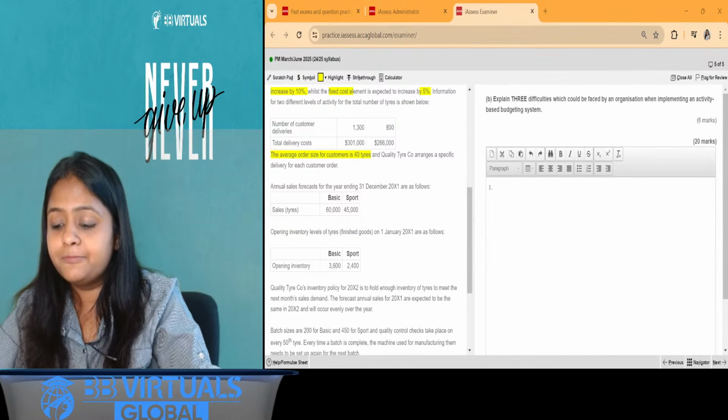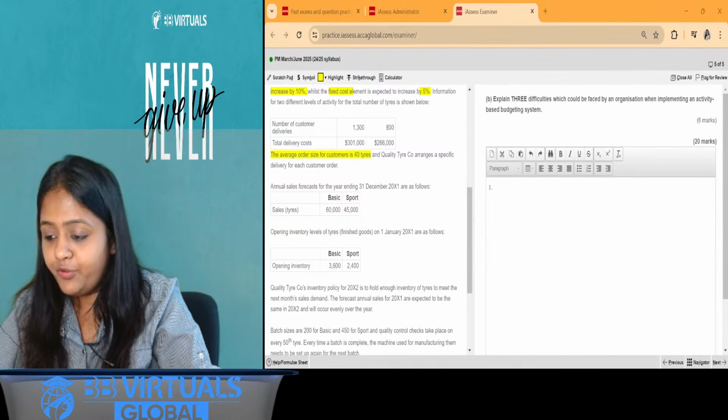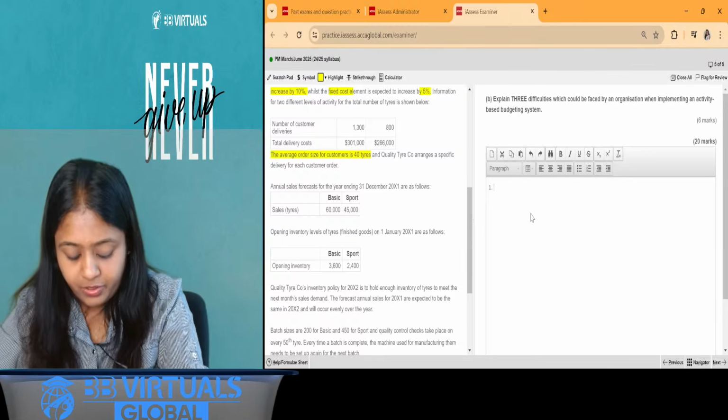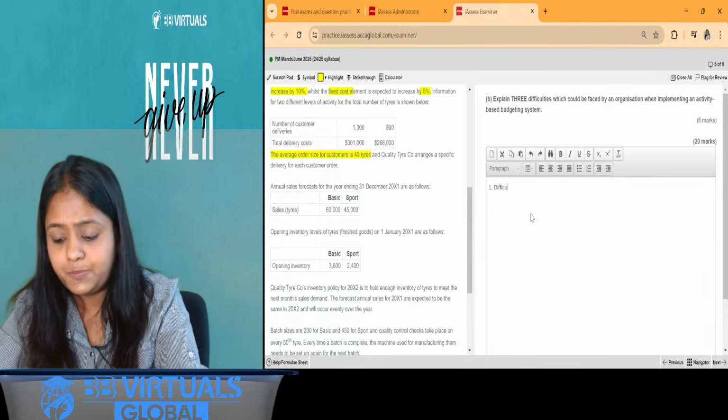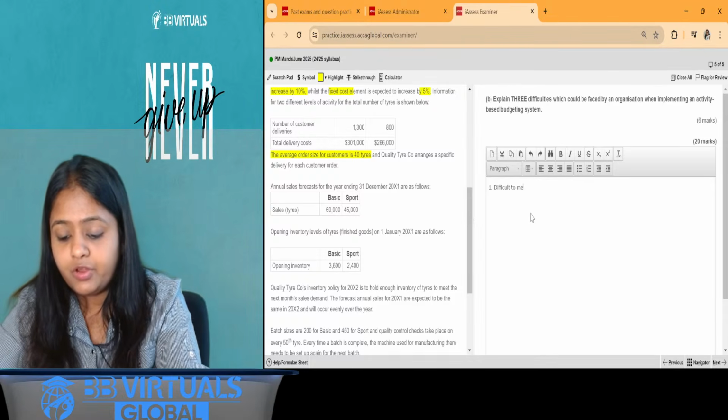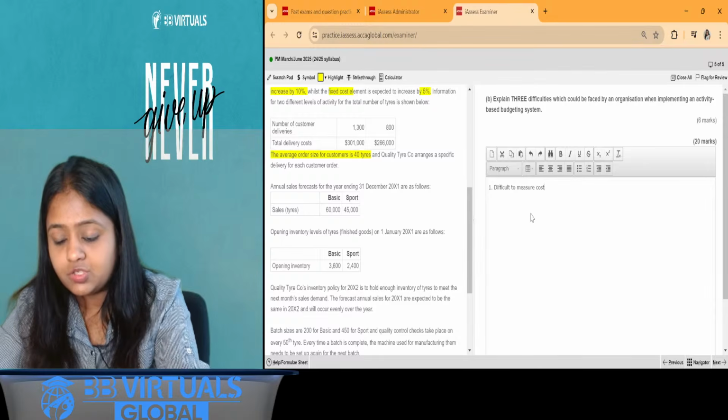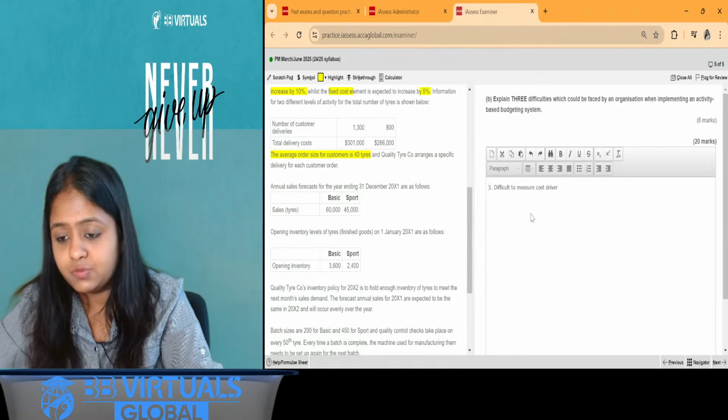First point, difficult to measure. Very good. I will take this point. It is very difficult to measure the cost driver. Be very clear, specific side there, because ये activity based budgeting है, right? So difficult to measure cost driver. This I will mark as bold.